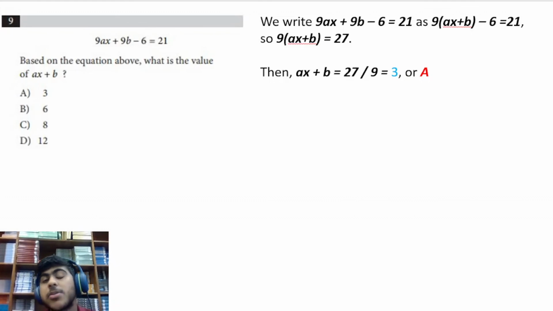So we add the 6 to both sides, and we get that 9 times (ax plus b) equals 27. So ax plus b equals 27 divided by 9, or 3. So ax plus b equals 3, or answer choice A.